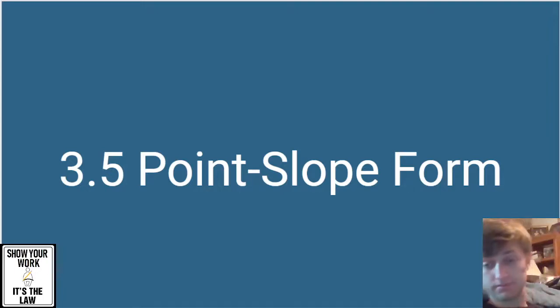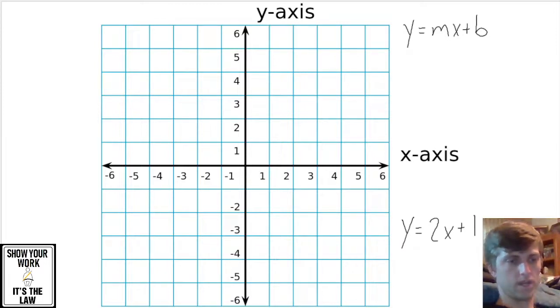Chapter 3 is about functions and graphing lines. In 3.4, just to recap, we learned about slope-intercept form. What does that mean? Slope-intercept form is a way of writing an equation of a line so that it shows us the slope and the intercept. Remember, the slope tells us how much up and over we're going when we go from point to point on a line, and the intercept tells us where we cross the y-axis.